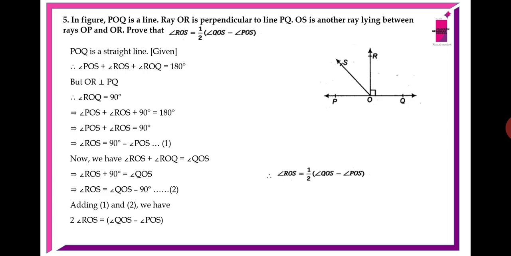That is the second equation. By adding 1 and 2 we get, see, LHS of 1 and LHS of 2 is ROS only. So ROS plus ROS, 2 ROS, and RHS of 1 and RHS of 2 is 90 minus POS and angle QOS minus 90. Plus 90 minus 90 get cancelled, and QOS minus POS remains. If you send the 2 to the other side, you will get ROS equal to half into angle QOS minus POS. Hence proved.